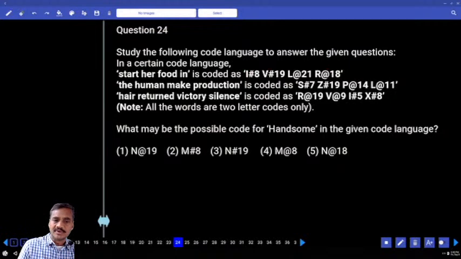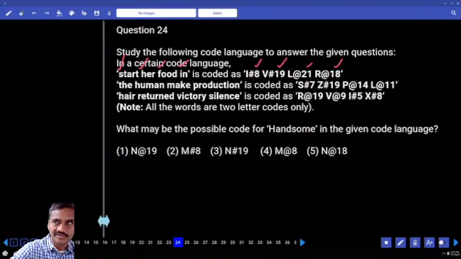And next one, start her food in. Now 8. What is the opposite letter to S? Opposite letter to S is H. H value is 8. And here opposite of H is S, that is 19. F is what? 21. And I is what? I is 18. Are you getting this one or not?